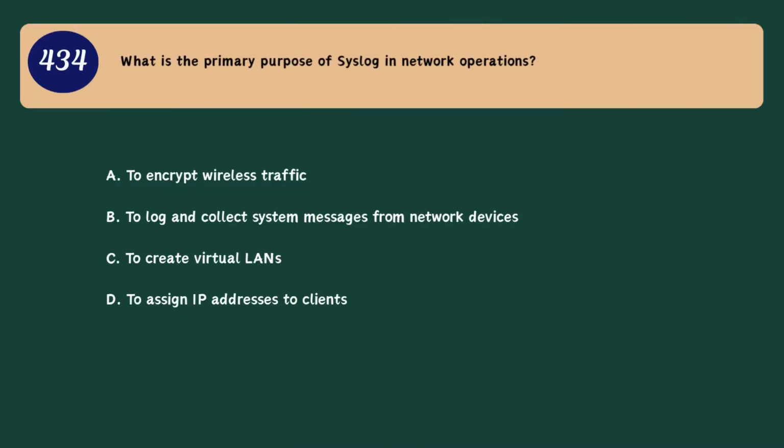Question 434. What is the primary purpose of syslog in network operations? A. To encrypt wireless traffic. B. To log and collect system messages from network devices. C. To create virtual LANs. D. To assign IP addresses to clients.